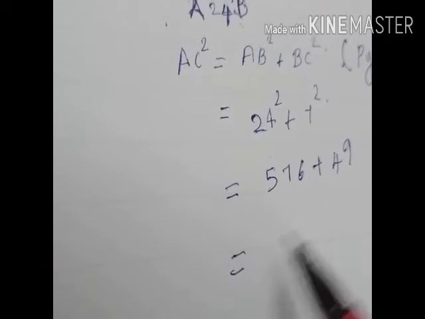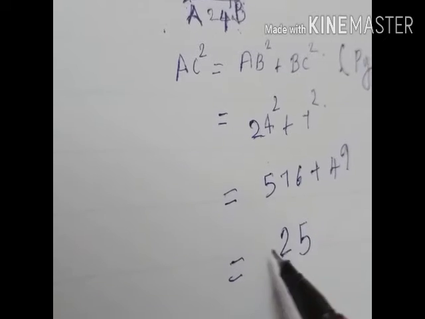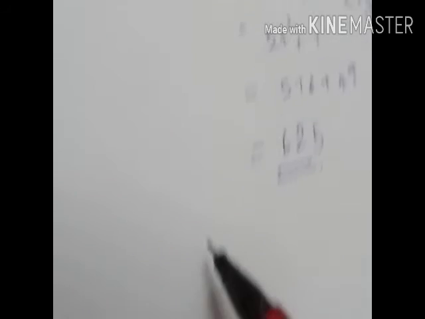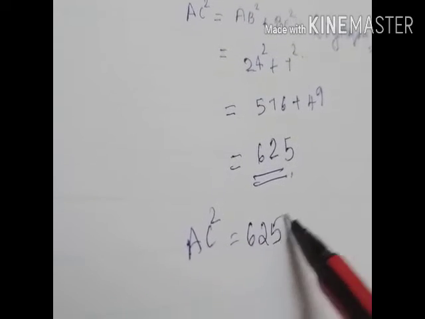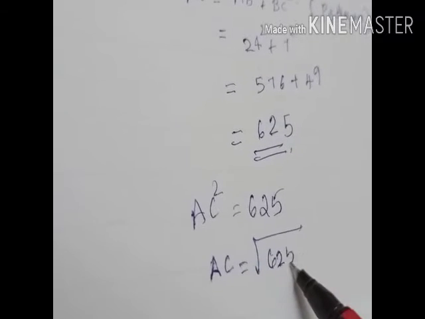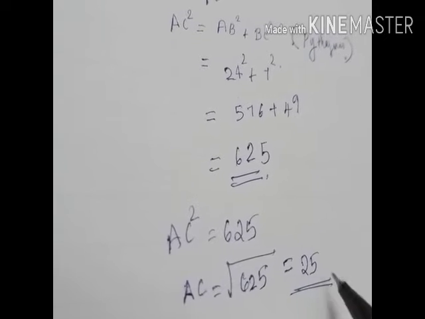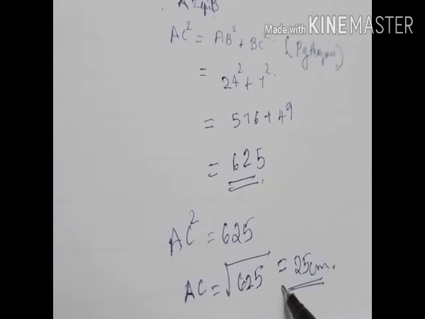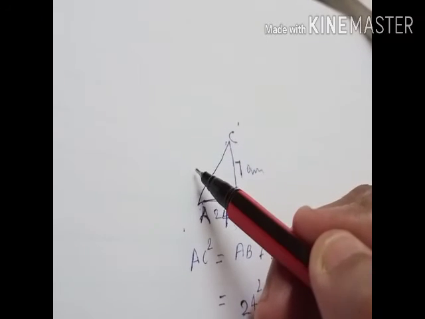So we can add them. Then what we will get? 625. So here AC square equals 625. So what is AC? Square root of 625. We already know that 25 into 25 is 625. So we got the value of AC as 25. So we can write that in the figure.